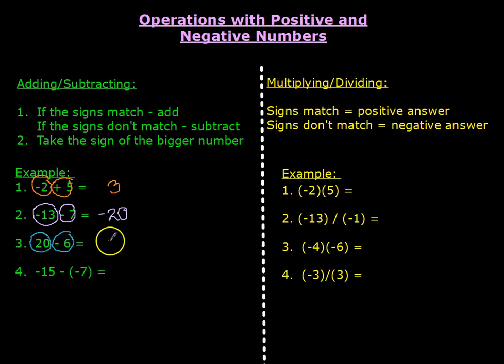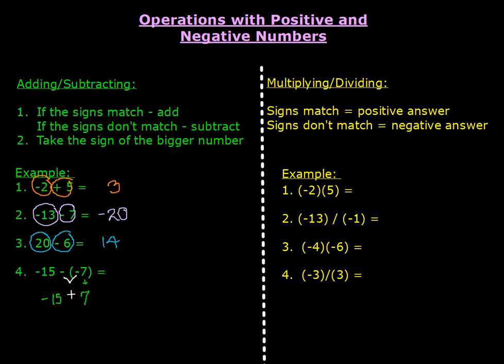The signs don't match, we'll subtract. Sign of the bigger number is 20, is positive. So +14 is your answer. And then the last one here, you have two steps because what happens when we have a minus and a negative? It gives us positive. Everything else can come down exactly the same. The -15 will drop down and the 7 will come down. And then we start the process again.